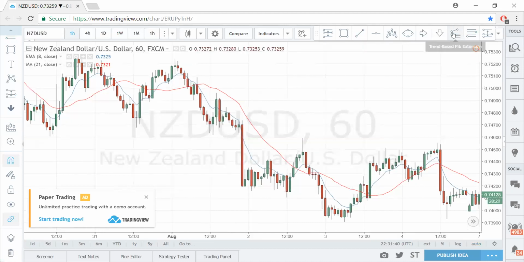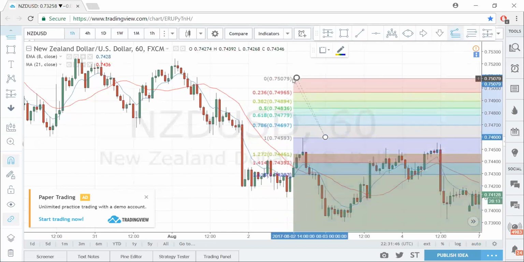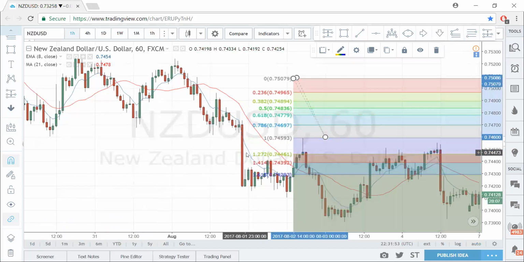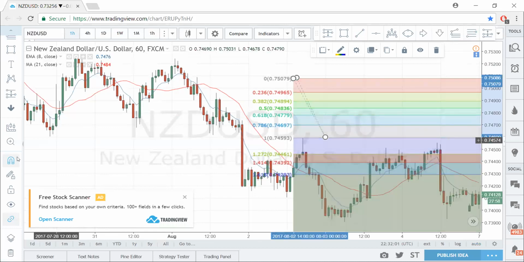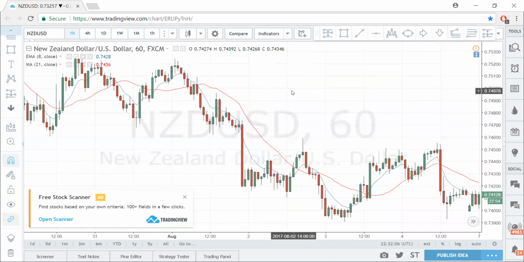Now, this is how your Fibonacci extension looks like. I'm going to draw it here to here. That's how your extension looks like. The major points in the extension you must always focus on are the 1.272, 1.414, and your 1.618. Those are the important points you must always look out for. I'm going to show you how to use this.